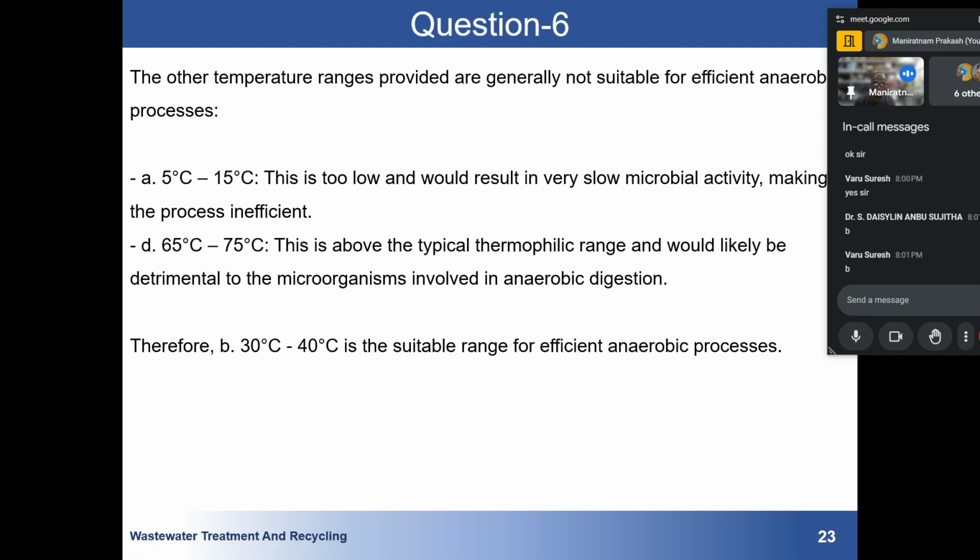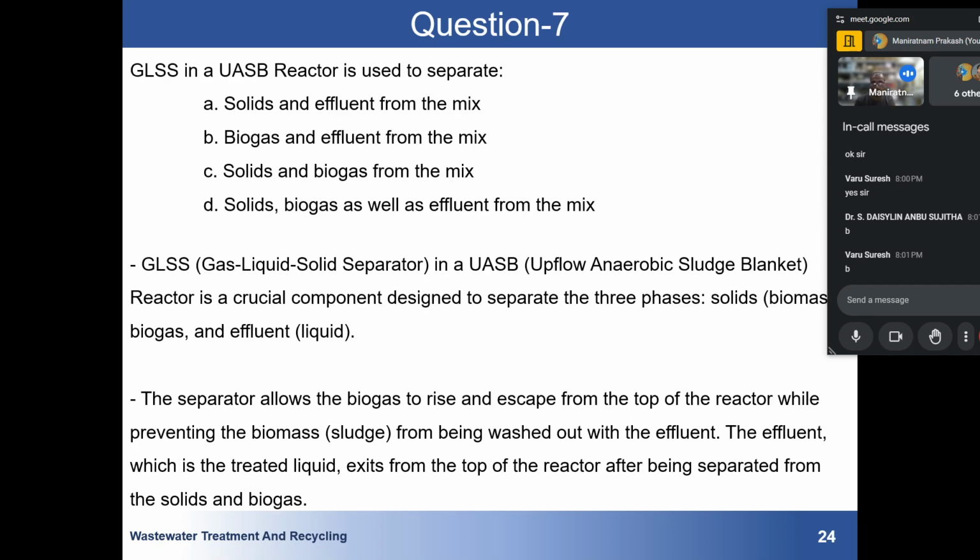Remember, you have to either say the temperature or say the name of the range, that is mesophilic range.